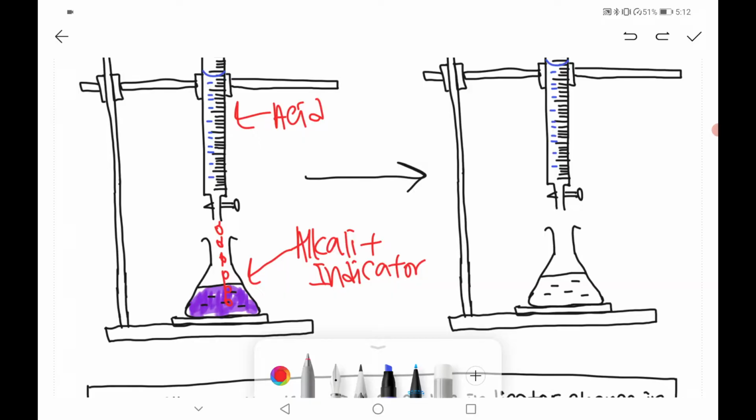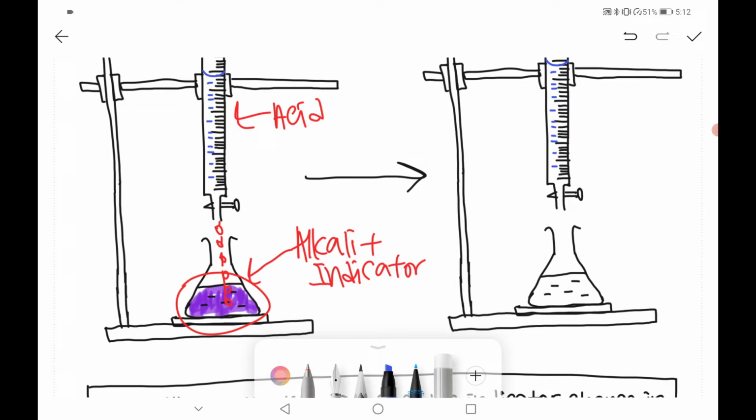So once the color here changes, okay, for example, purple becomes colorless, orange becomes red, red becomes yellow. Whenever you see the color change, you know the titration already ends. Then you stop adding. You don't need to add liquid anymore. Once the color changes, you stop.